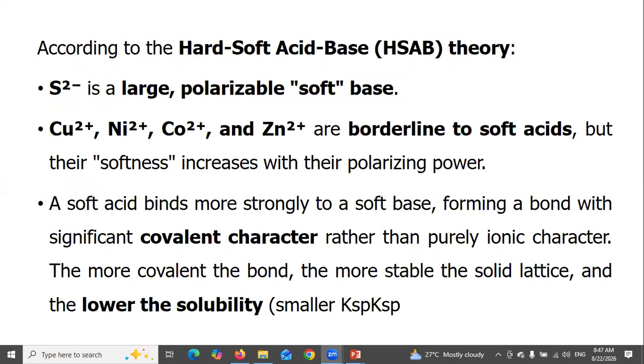According to Hard-Soft acid-base theory, sulfide is a large, polarizable, soft base. Copper, nickel, cobalt, and zinc are borderline to soft acids, but the softness increases with their polarizing power. A soft acid binds more strongly to the soft base, forming a bond with significant covalent character rather than purely ionic character. The more covalent the bond, the more stable the solid lattice and the lower the solubility.